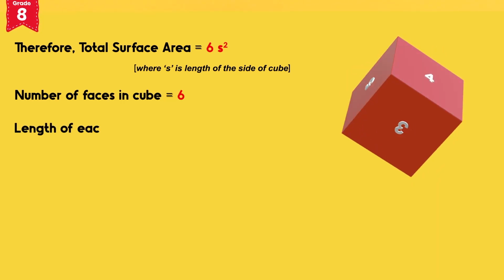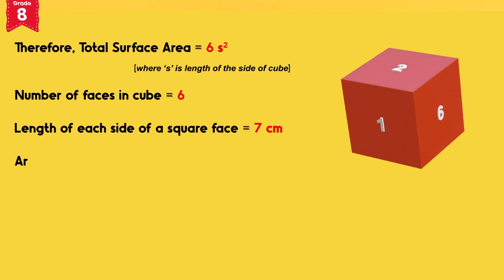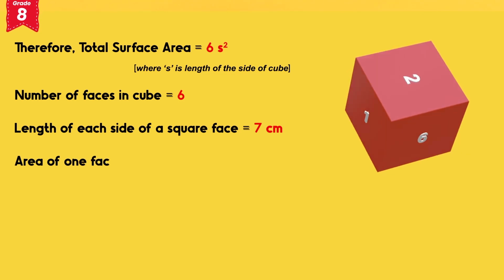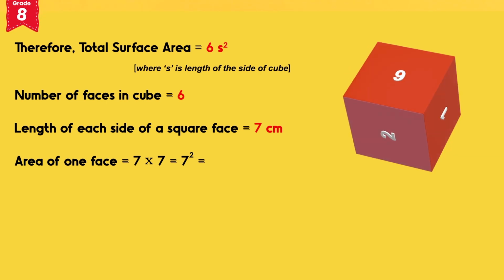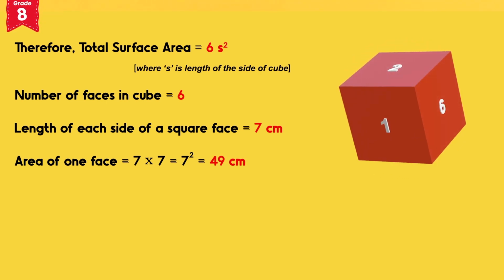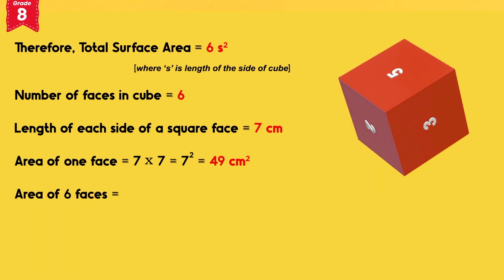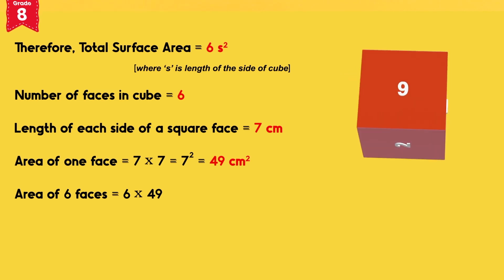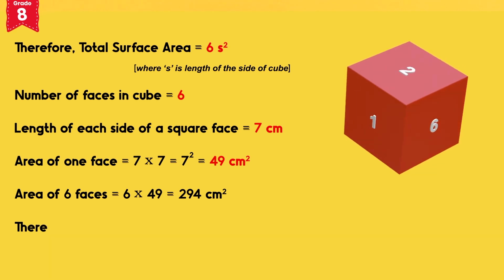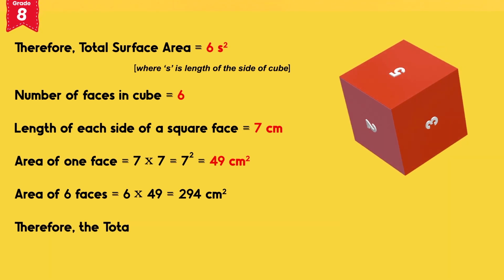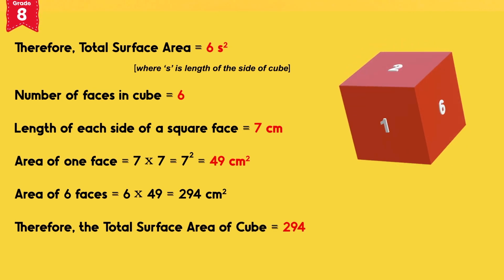Length of each side of square face is equals to 7 centimeter. So, the area of one face is equals to 7 multiplied by 7, that is equals to 7 square, which is 49 centimeter square. Area of 6 faces is equals to 6 multiplied by 49, that is equals to 294 centimeter square. Therefore, the total surface area of cube is equals to 294 centimeter square.